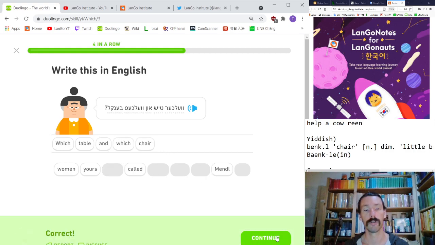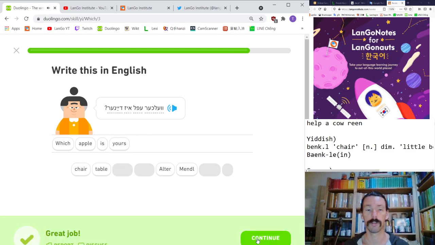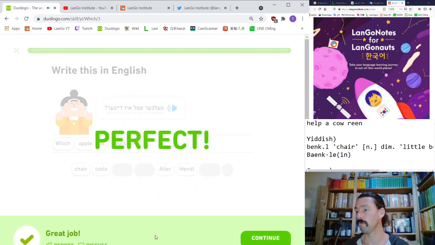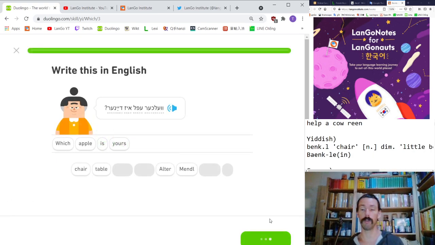Chair. Welcher Apfel is deiner? Welcher Apfel. So a different form for the noun, but it's still masculine. Which apple? Is deiner, is yours. Yep, so same categories as in standard German, it seems. Works so far with the limited data we've got.